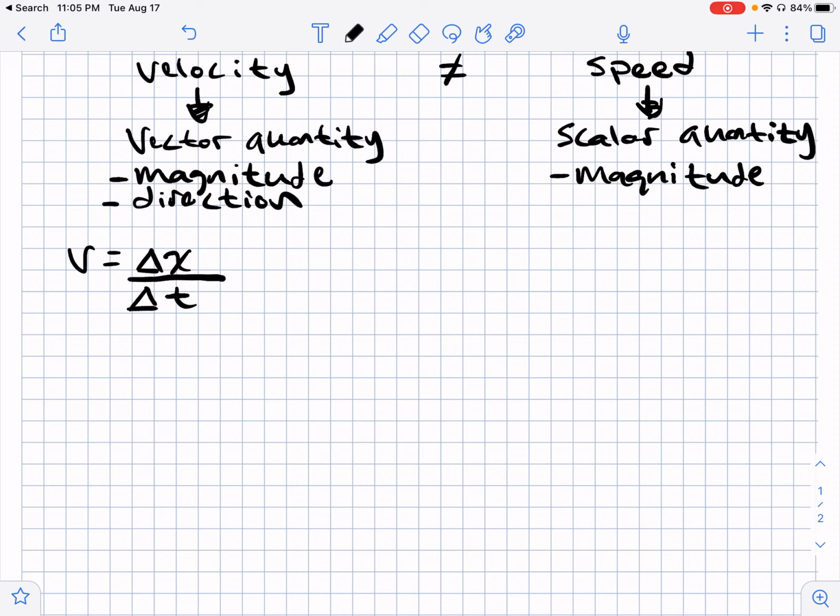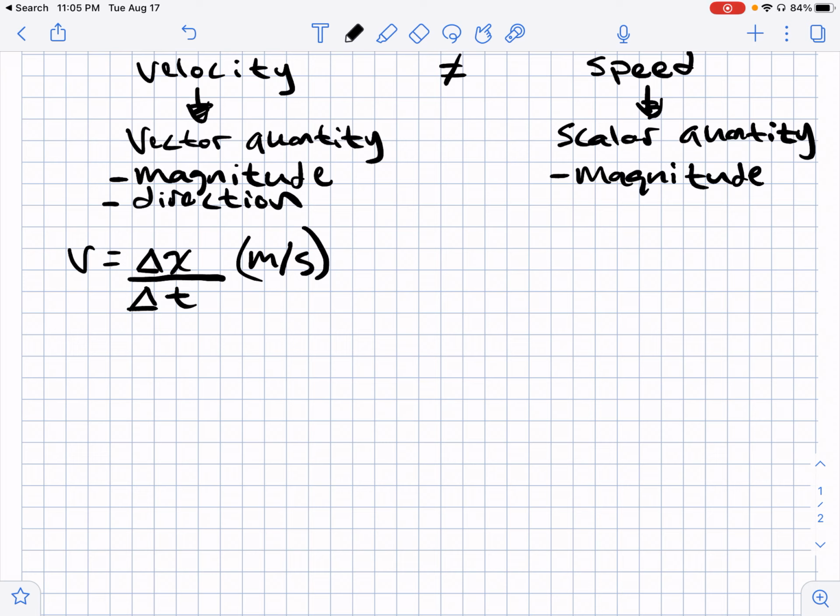Now throughout the year, we're going to have several different equations that incorporate velocity, but this is just the basic equation for calculating velocity. And if you remember from some of these graphs that we've been doing, we said that displacement was measured in meters and time in seconds. So the unit for velocity is meters per second. Okay, that's going to be my unit for velocity.